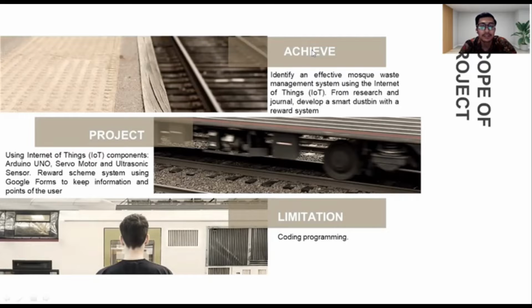For the reward scheme system, we will be using Google Form to keep information and points of the user. In the Google Form, we will monitor user activity based on the frequency of using the smart dustbin, to give a push notification message if the user has completed enough points to claim the reward.